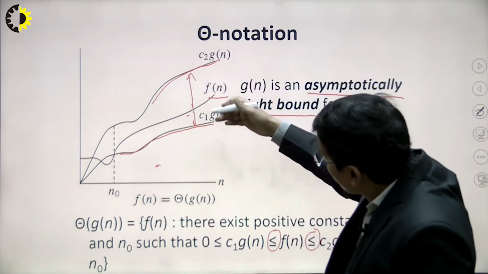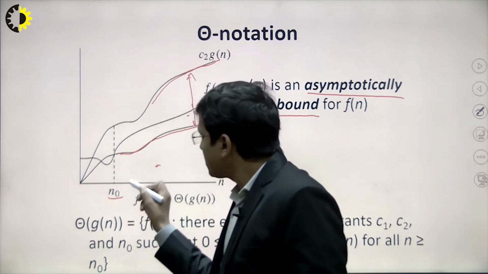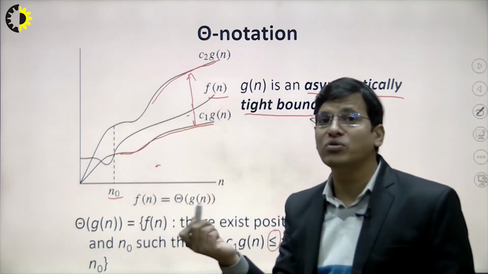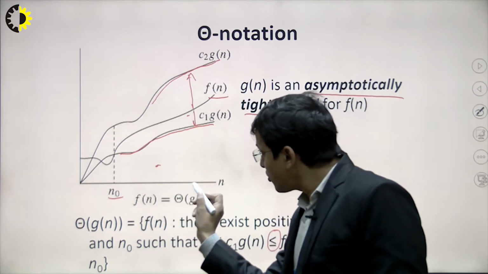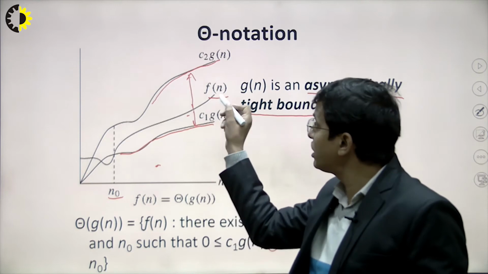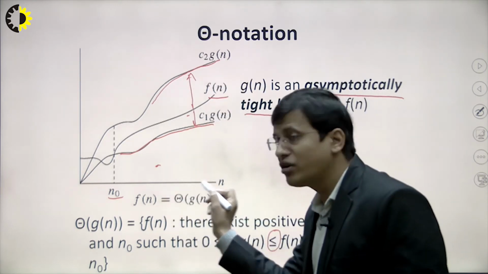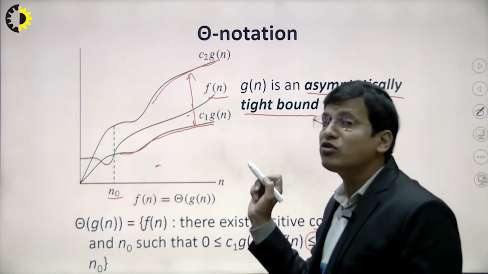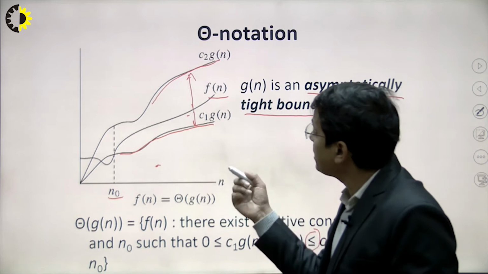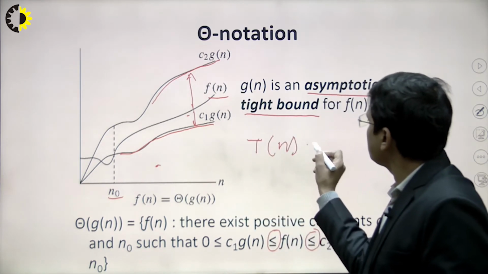So f of n lies between c1 g of n and c2 g of n after n0, which is the critical point, where n is the number of inputs we have. For a large number of inputs, we are trying to compare the functions f of n and g of n, right? On the basis of large integer values, we find these notations. So if f of n lies in between, then we can say T of n is theta of g of n.